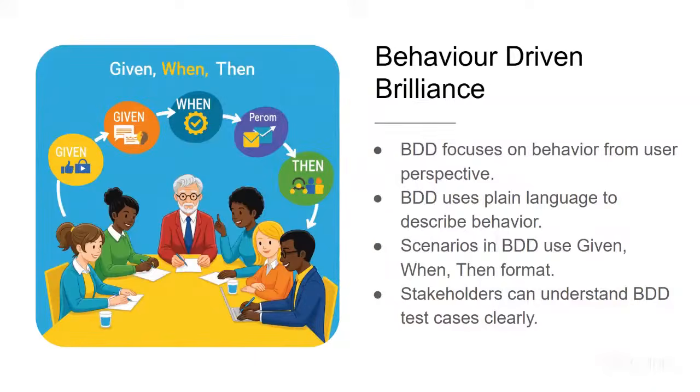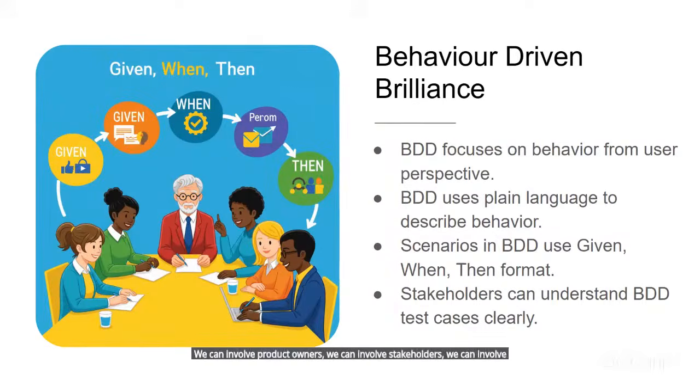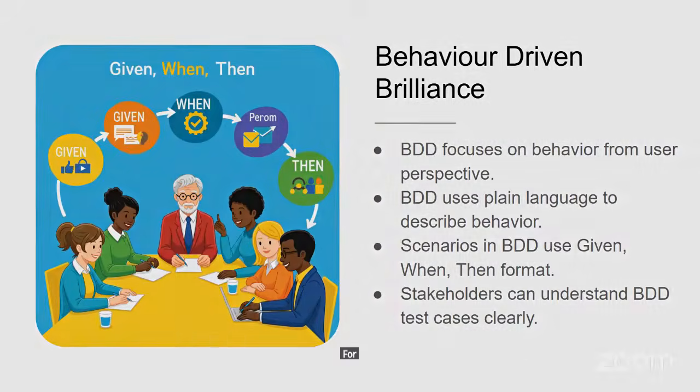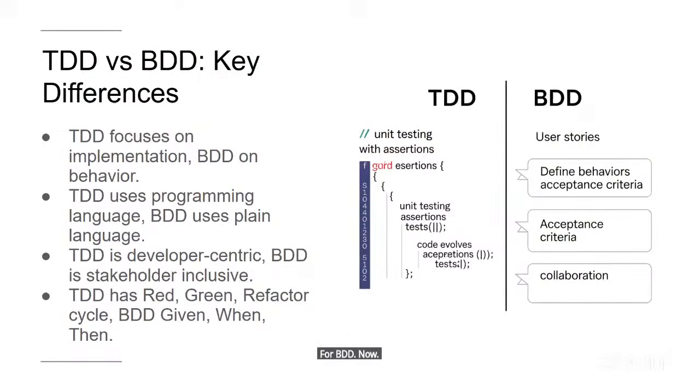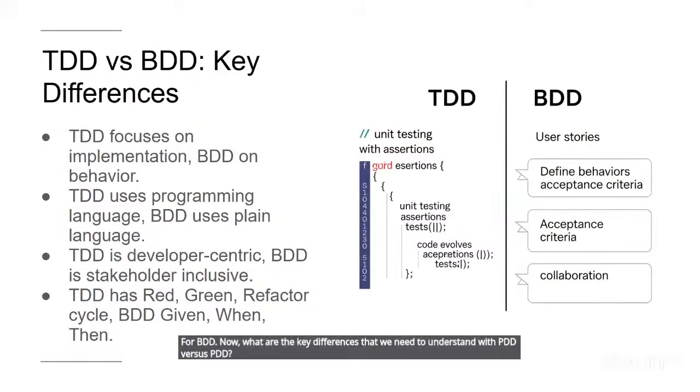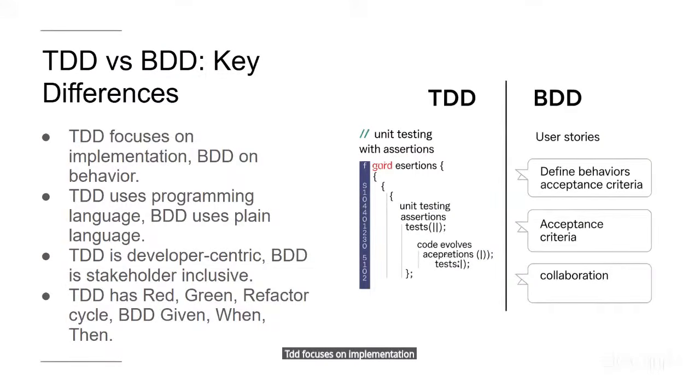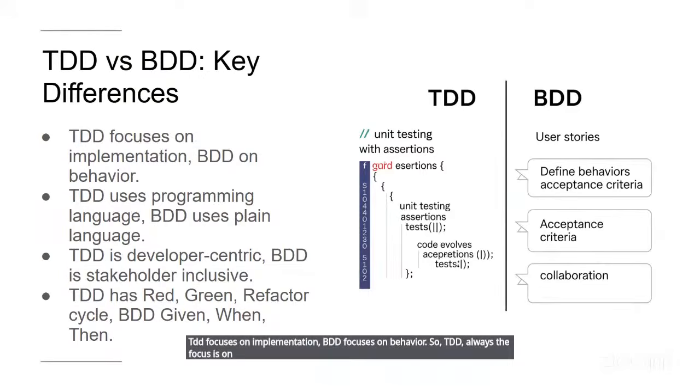We can involve BAs, product owners, stakeholders, developers and all these people for BDD. Now, what are the key differences that we need to understand with TDD versus BDD? TDD focuses on implementation, BDD focuses on behavior. So in TDD the focus is always on how do I implement the logic for the test case. BDD always focuses on what is the behavior of the test case.